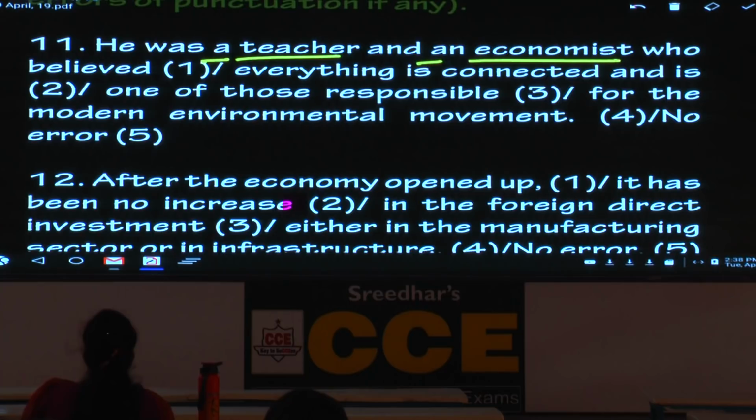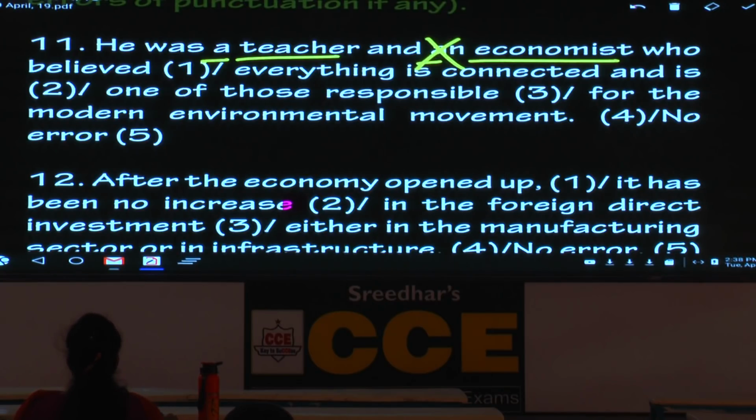And what is the rule here? When you use 2 nouns or 2 adjectives for the same person, before the second noun or before the second adjective, you should not use any article. So please strike off. What is the correct sentence? He was a teacher and economist.